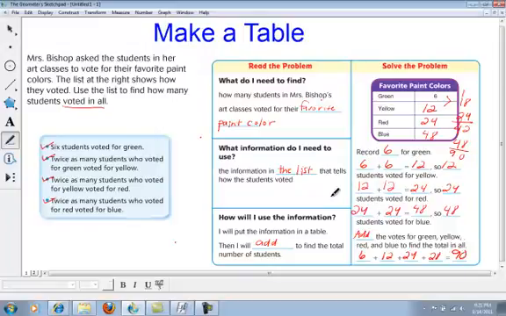So, how many students voted in all? 90 students. And that's an example of how you can make a table to solve a problem. Now let's try another one.